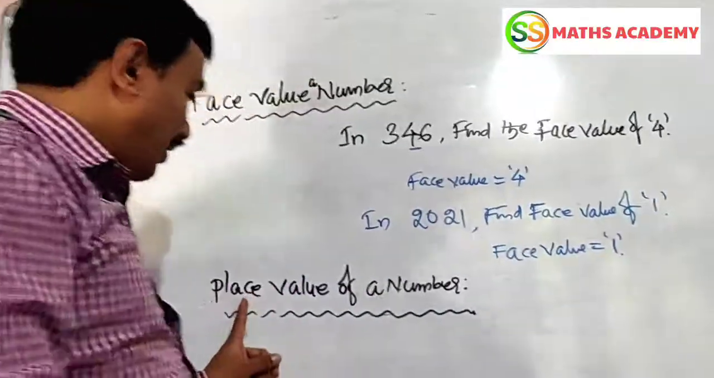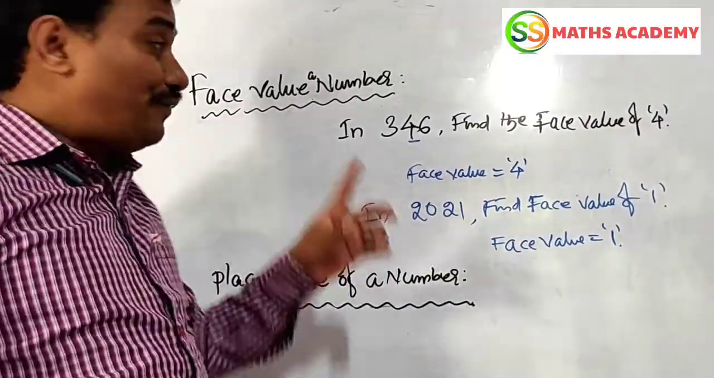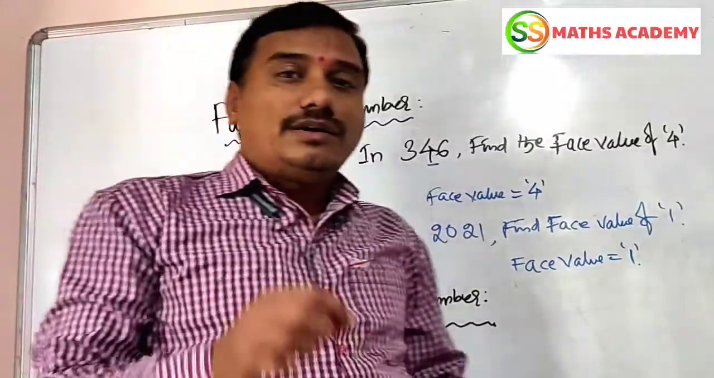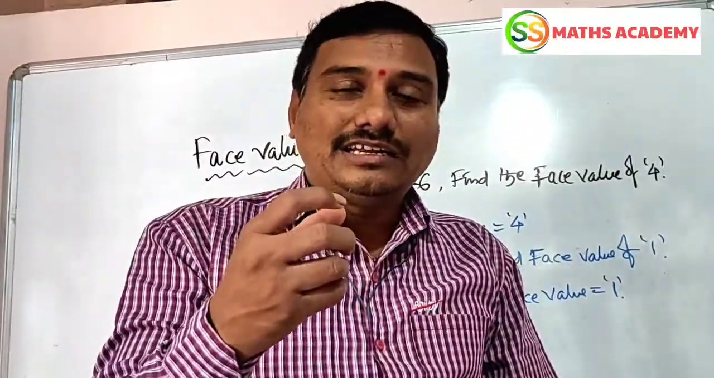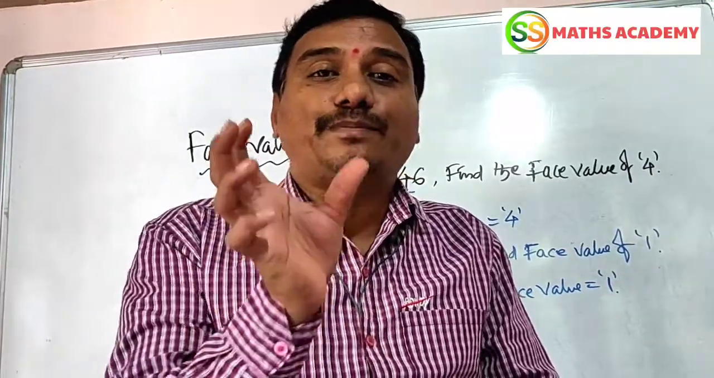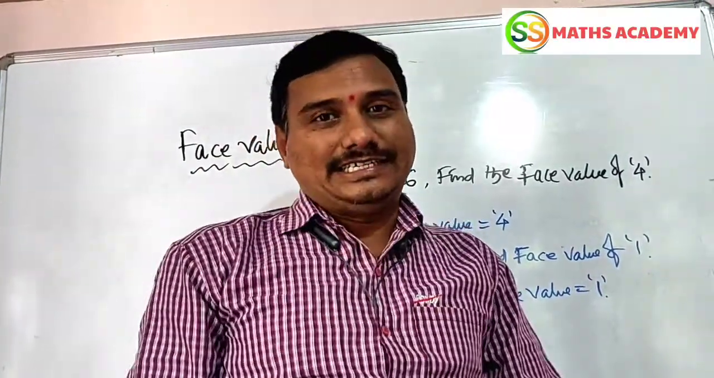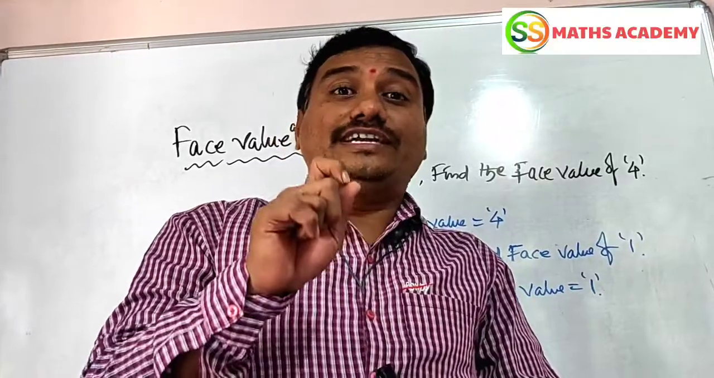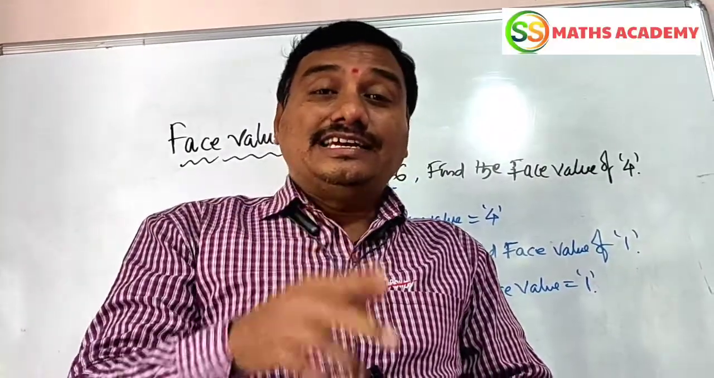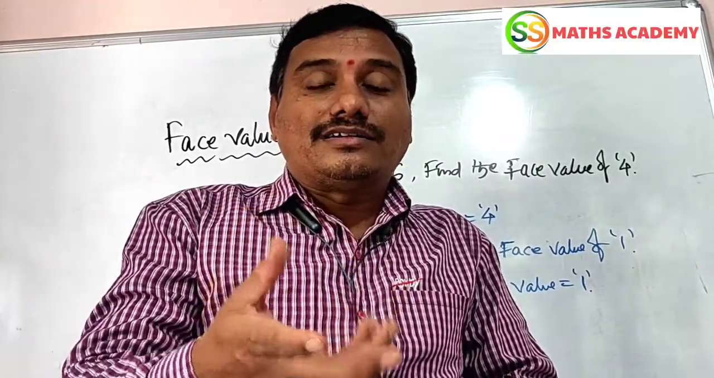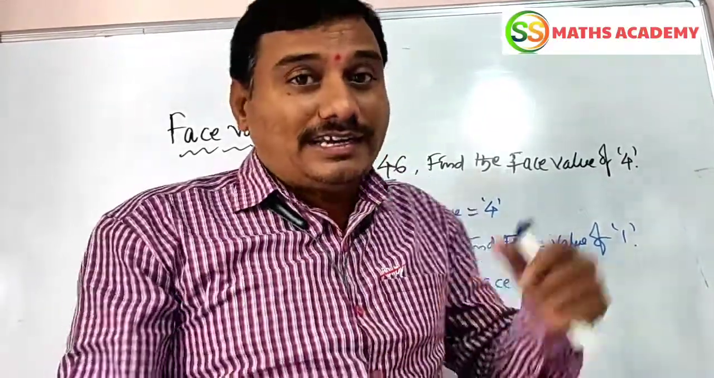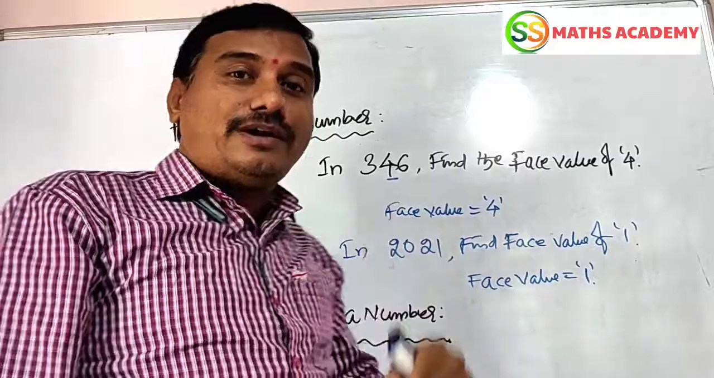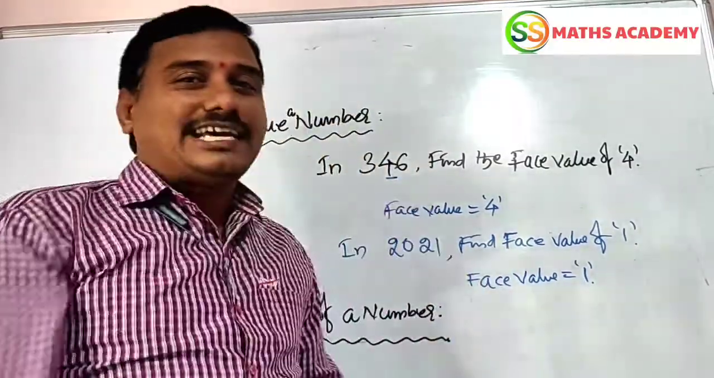Next, what about place value? Simple definition. The place value of a digit in a numeral depends on the place occupied. It is respective of the places occupied, not irrespective.